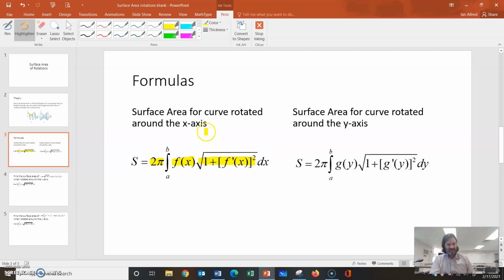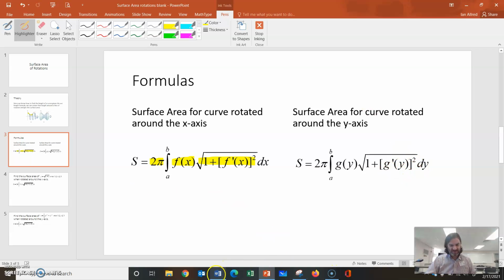So if we're going to go around the x-axis, we're going to write everything in terms of x. If we're going to go around the y-axis, we'll write everything in terms of y. So the y formula is 2 pi, the integration from a to b, of g of y times the square root of 1 plus g prime squared. Okay, integrate in terms of y.